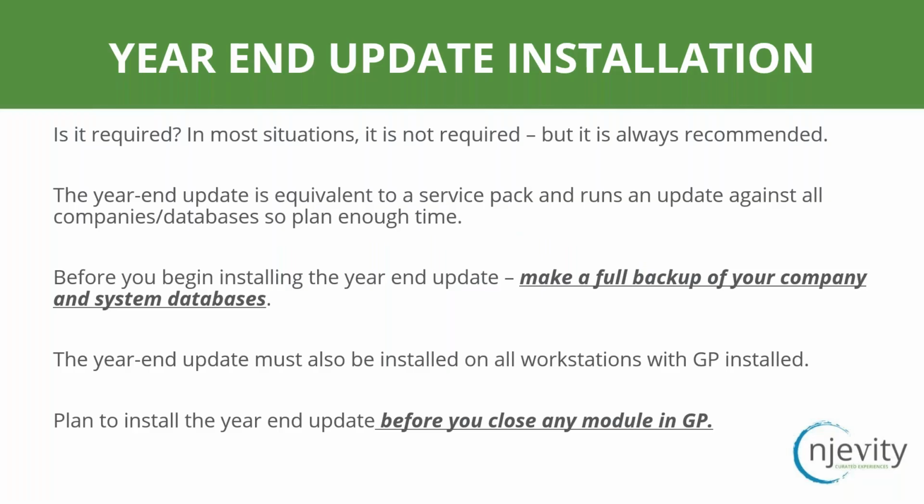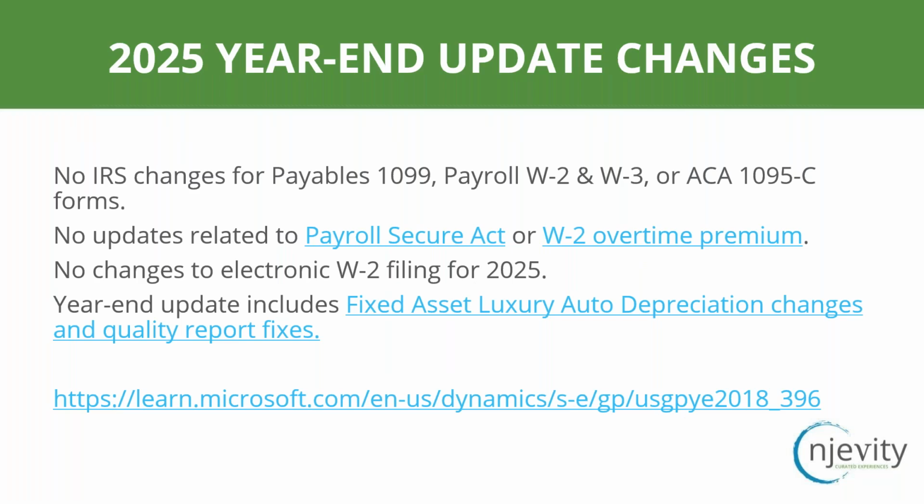For 2025, there actually are not a lot of changes, which is great considering that we had the One Big Beautiful Bill. Some of that stuff will come in the future and for 2026, but for 2025, nothing needs to be done on that front. So no IRS changes to the payables 1099 forms, the W-2 or W-3 process, forms, the ACA forms. So there are no form changes, which is great. No updates related to the Payroll Secure Act and the W-2 overtime premium. No changes to electronic filing.